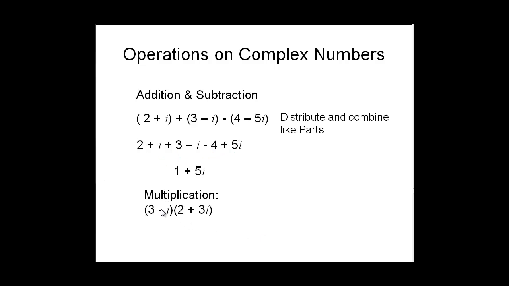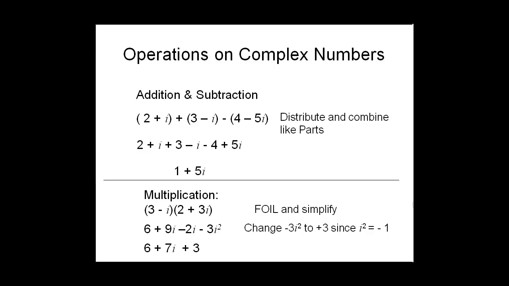Now you can multiply. You just multiply 3 times 2, 3 times 3i, i times 2, and i times 3i. Just simply FOIL it if that's what you want to call it. 3 times 2 is 6, 3 times 3i is 9i, i times 2 is 2i, and 3i times i is 3i squared. Now this one you change, because i squared is negative, turns into +3. And then you have a 6, 9 minus 2 is 7i, plus 3 makes 9 plus 7i.